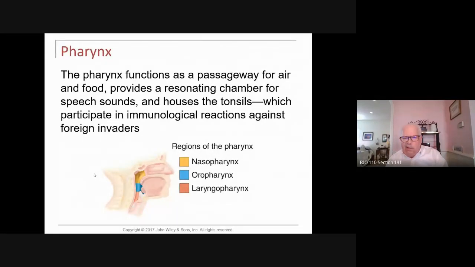And the tonsils, as we talked about in the lymphatic system, are important in an immunological reaction against foreign antigens. Okay? And there are regions of the pharynx. There's the nasopharynx, the oropharynx, and the laryngopharynx.